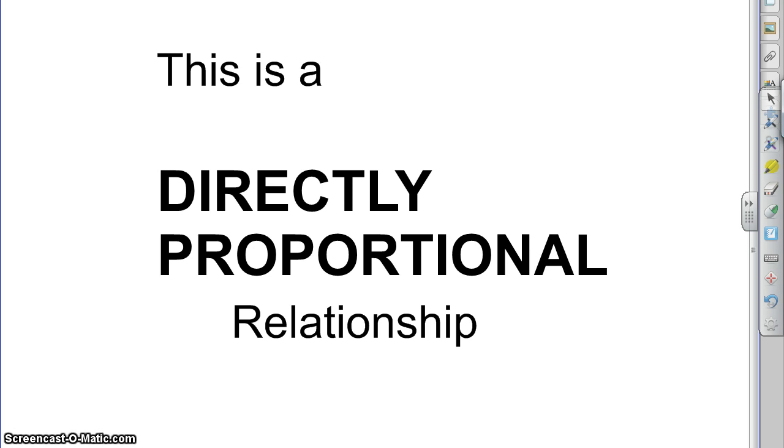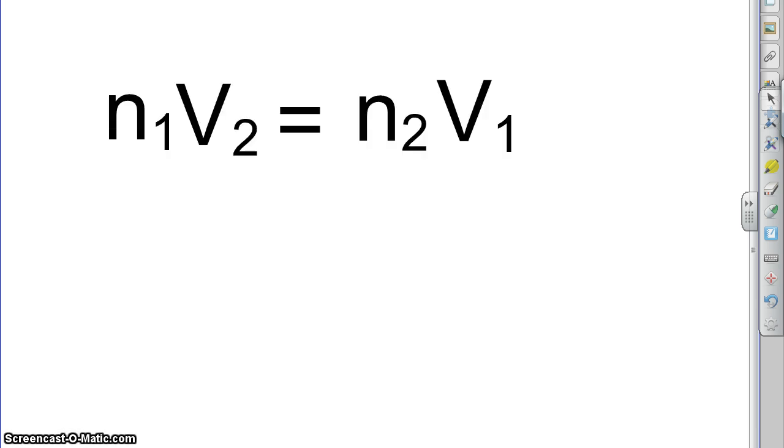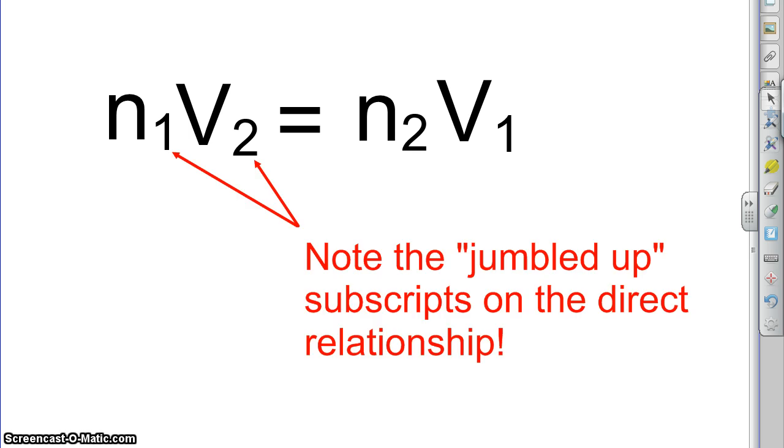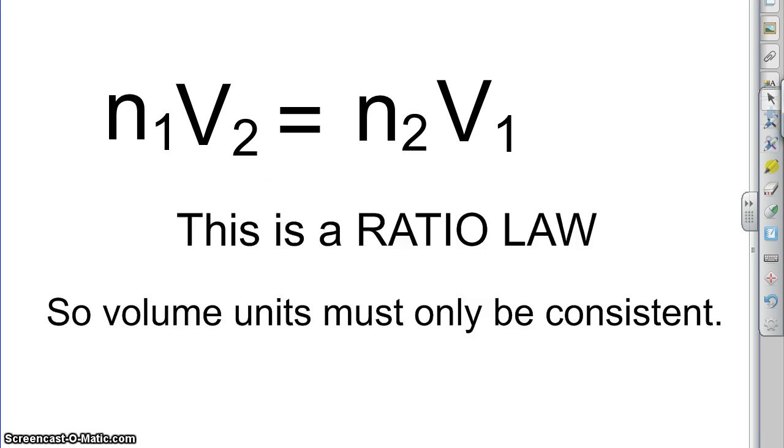So this should have one of those jumbled up formulas. You should have moles and volume working like that: n1 times V2, the moles of the gas at the beginning times the volume of the gas at the end, is equal to the moles of the gas at the end times the volume of the gas at the beginning. It's a ratio law, so volume units must only be consistent.